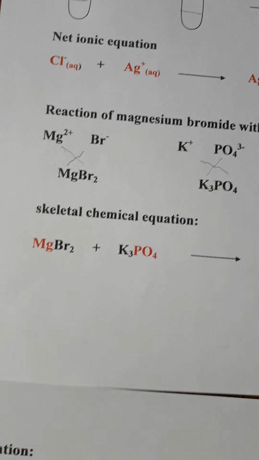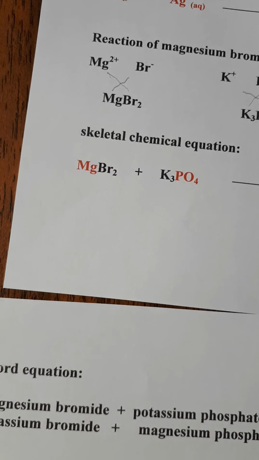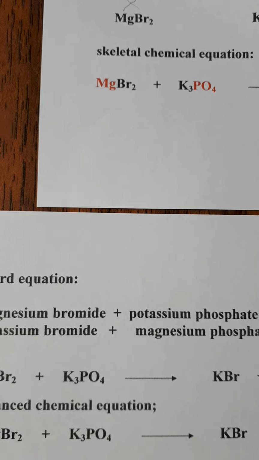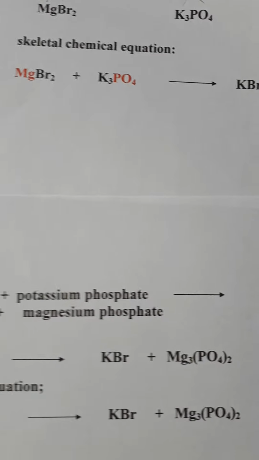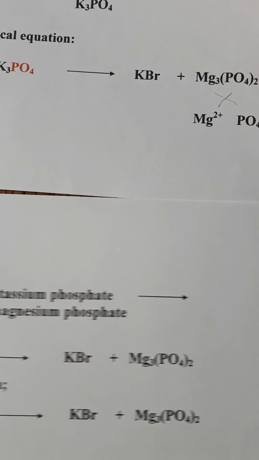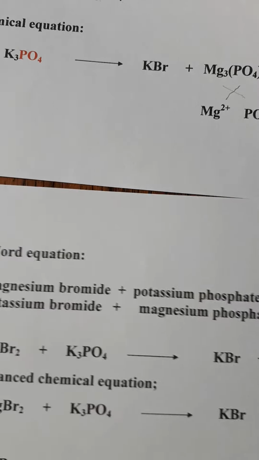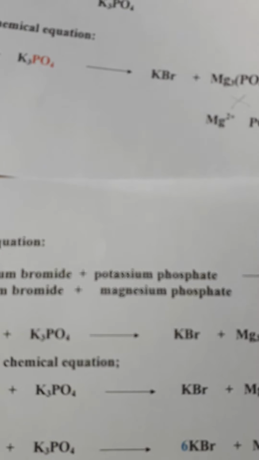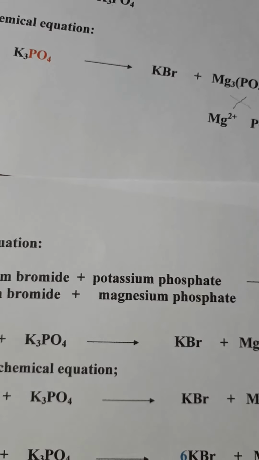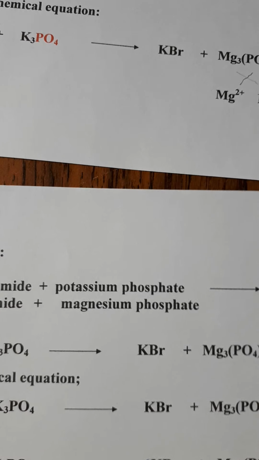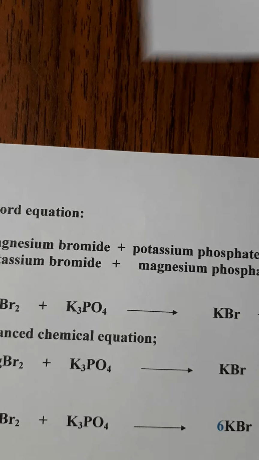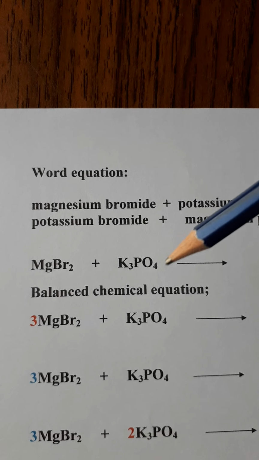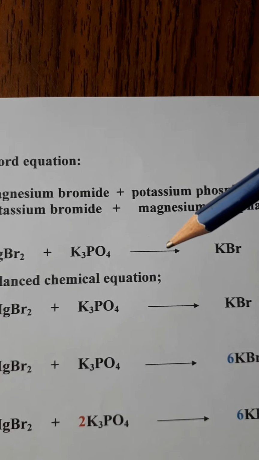We can write a word equation now. Magnesium bromide plus potassium phosphate give you potassium bromide and magnesium phosphate. So that is our word equation. So I have written this again. Now we are going to balance this one. How do we balance this reaction?